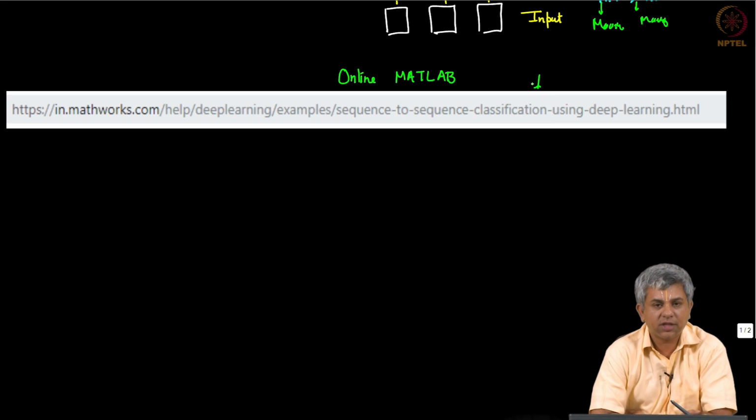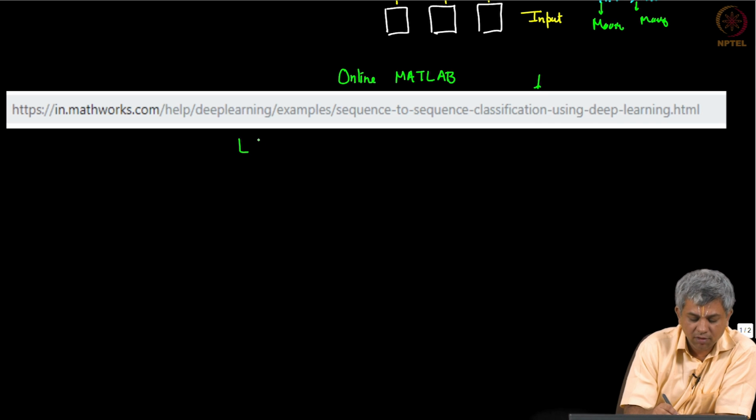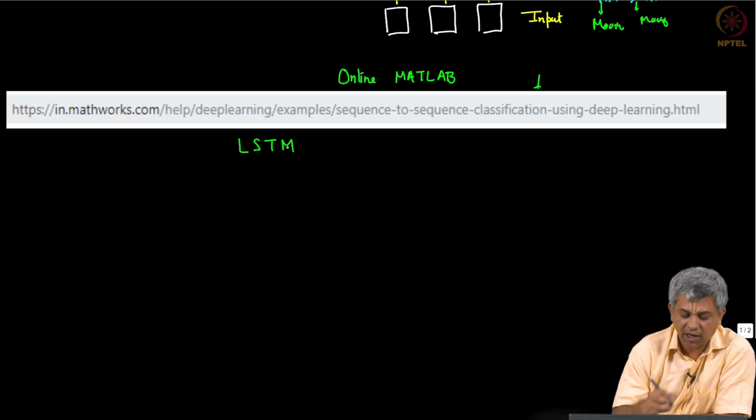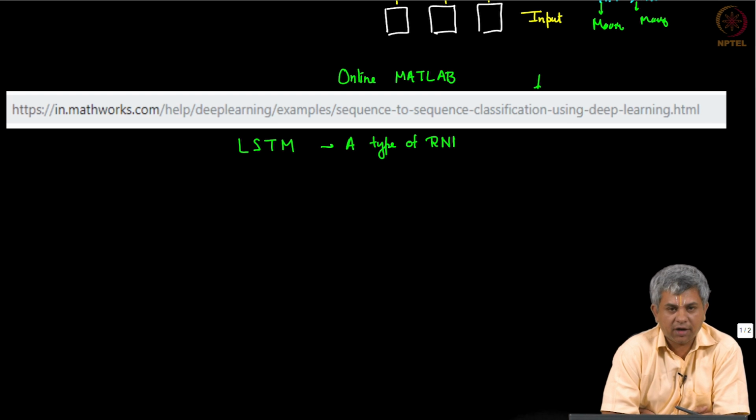There will be a few terms that will be used throughout this video. One of these terms will be LSTM. Okay. This is a term that I have not explained so far. This is a type of RNN, the most popular architecture of RNN available today.